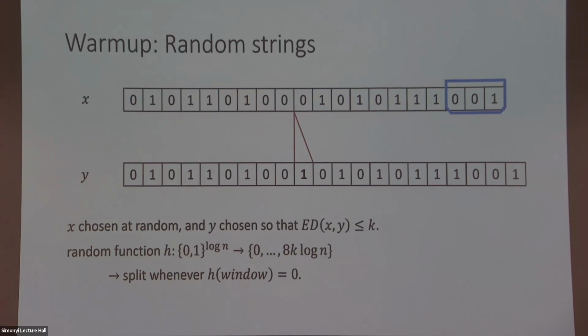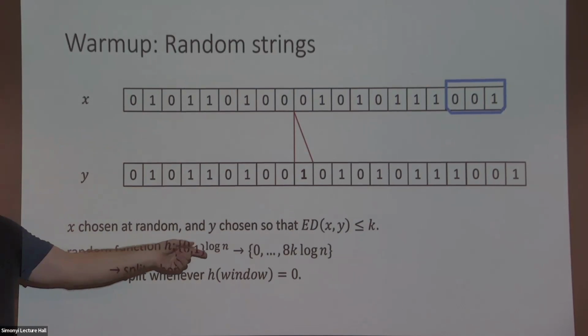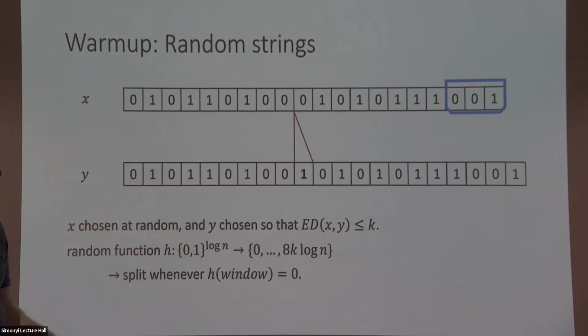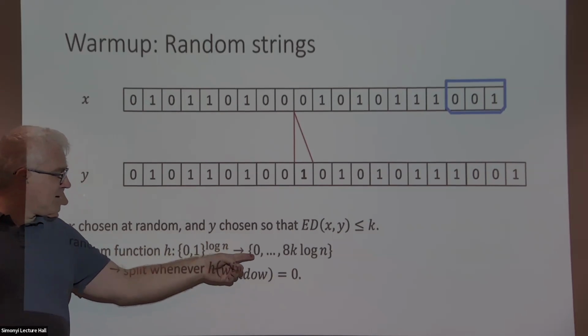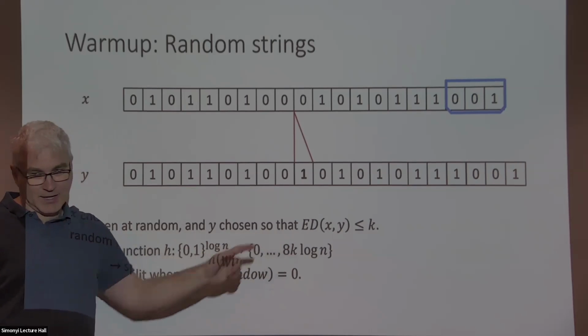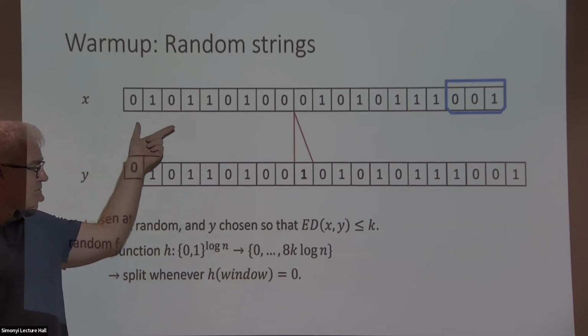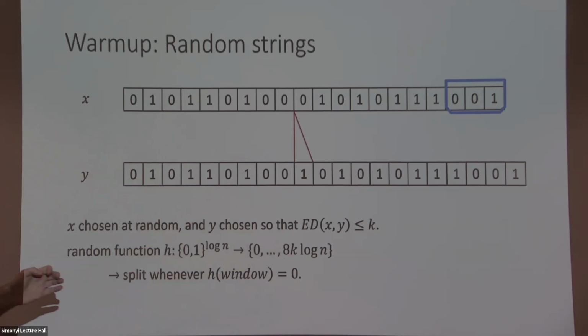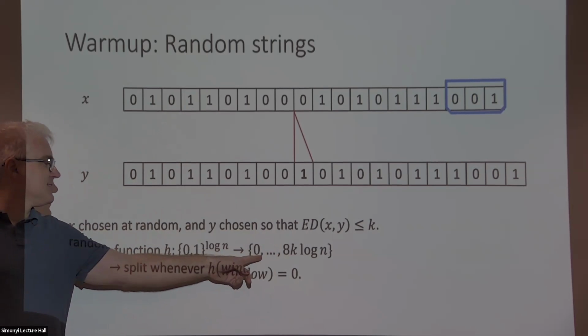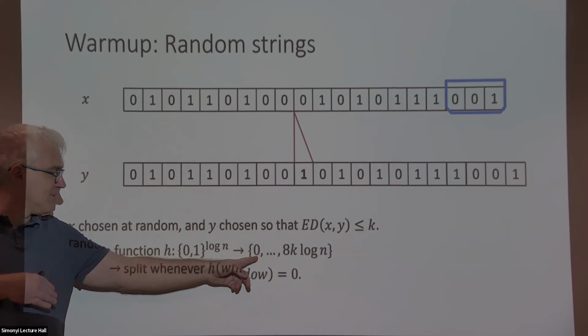So how do we do that? Well, we pick some random hash function, which maps log n bits, so basically the content of the window, into some range from 0 up to 8k log n. And if the hash function tells us 0 on a particular window, then we are going to chop it off. So that's our procedure.